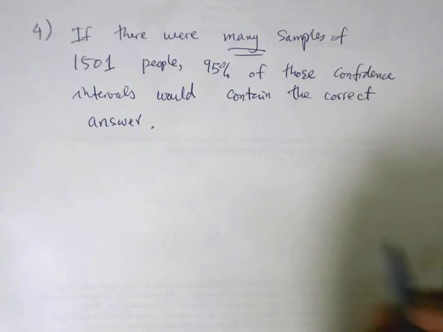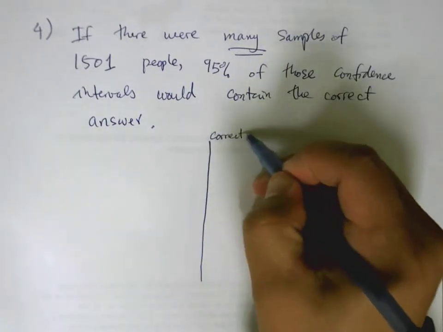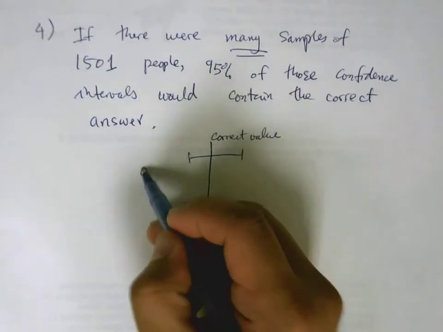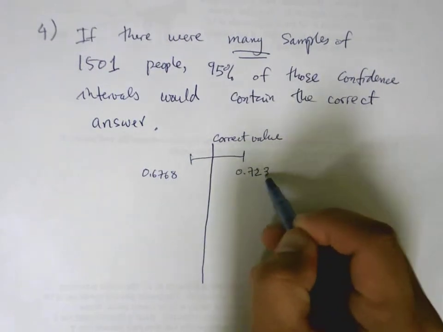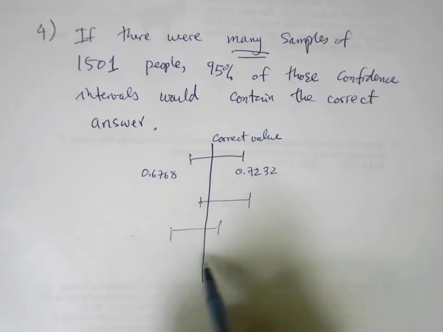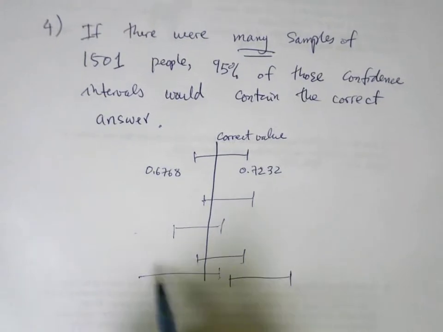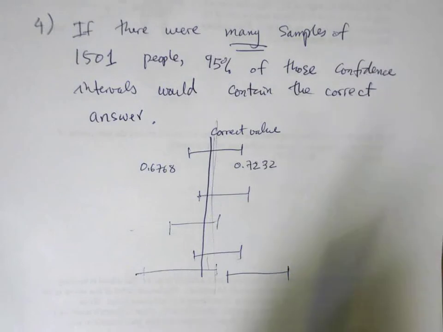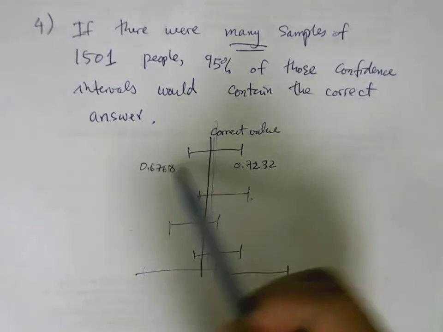So it's like saying there is one correct answer. Okay. And there's lots of confidence intervals. Ours is one of them, 0.6768, 0.7232. And there's some other interval like this, and maybe some other interval, and some other intervals here, and maybe some intervals that miss it altogether. So there's one correct answer that's this middle line right here. Okay. And there's a bunch of different intervals that are calculated, and 95% of the intervals contain this correct answer.